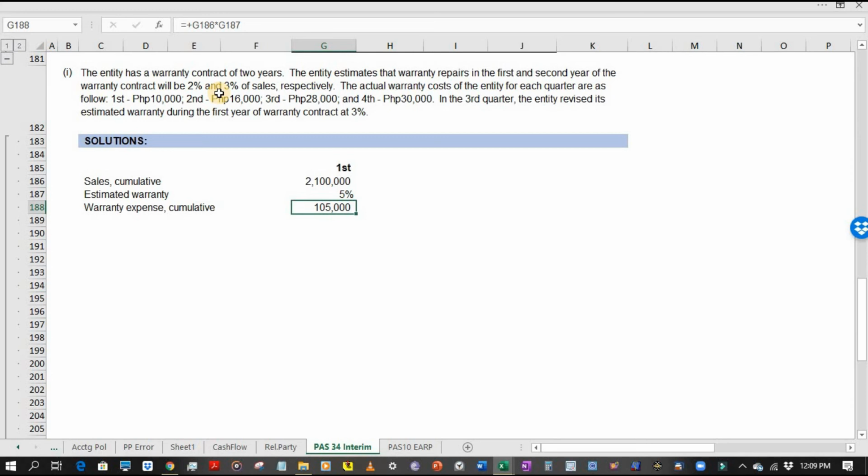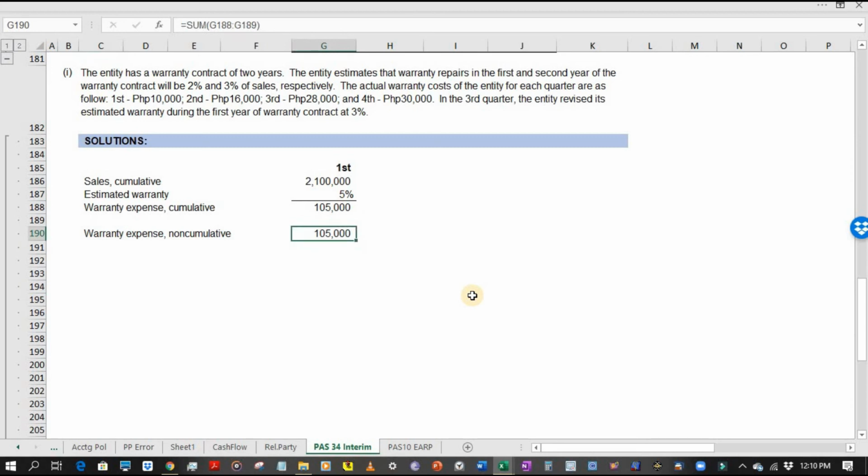Actually, this is not yet the actual warranty expense, because based on the problem, the actual warranty cost paid by the entity is 10,000 pesos, but our estimate is 105,000 pesos. And since we are following the accrual basis of accounting, we are going to recognize a warranty expense of 105,000. This is for the first quarter interim period, and that will appear in the income statement for the first quarter. So we have 105,000 pesos.